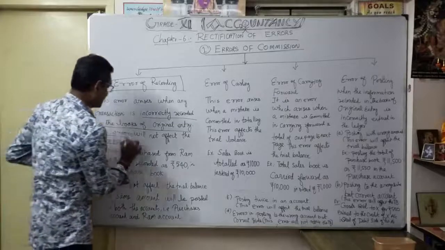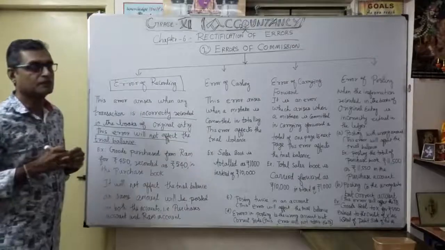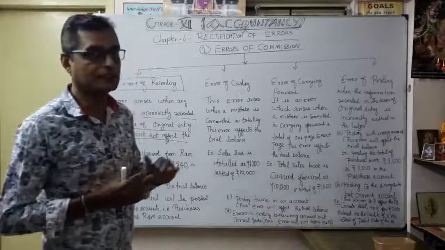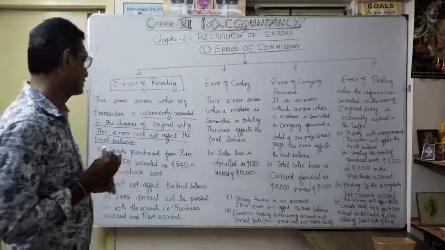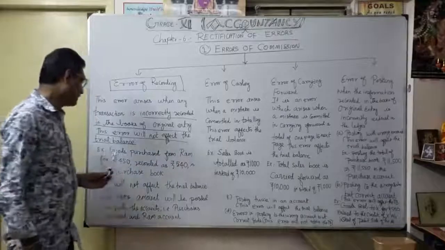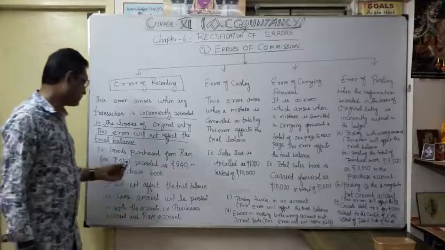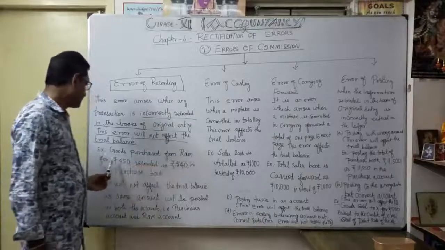So now we will see which errors affect the trial balance and which do not. Simultaneously, we will see the errors one by one. Okay. Now, see one example here. Goods purchased from Ram for how much?